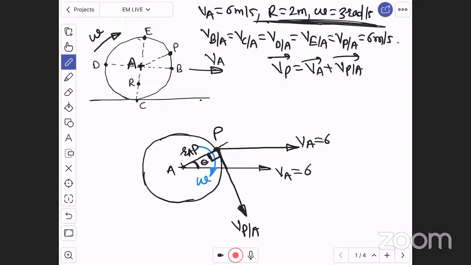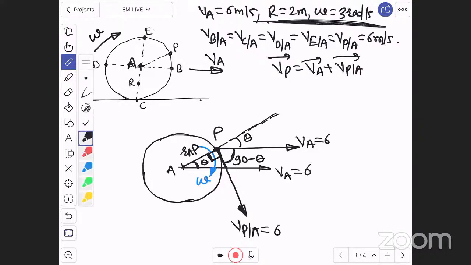Therefore, if I extend this RAP, here there will be angle theta. Here already given with horizontal, the angle of AP line is theta. The same angle will remain here. Therefore, can we say this angle will be 90 minus theta? 100%. This angle will be 90 minus theta. Now, velocity of P with respect to A is 6 again. Angle between VA and VPA is 90 minus theta.